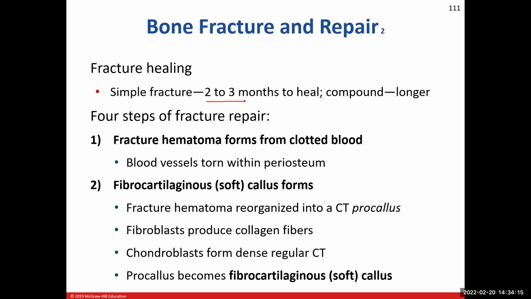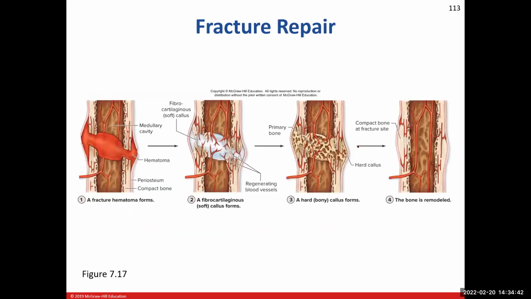Compound fractures are going to take some longer time to do that. All right, so here are the steps. There's 4. In step 1, you fractured the bone and you have torn some blood vessels. So what happens? Blood is going to infiltrate the area of the fracture, and we're going to see some clotting going on. You're basically going to get a hematoma, which is like our blood scab inside the bone. That's what we're seeing here.